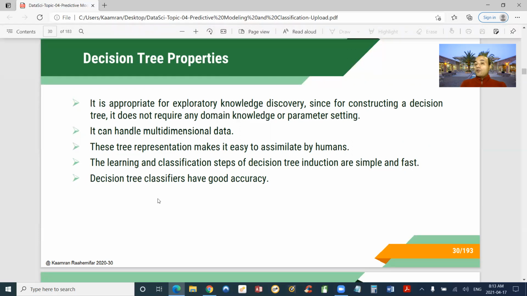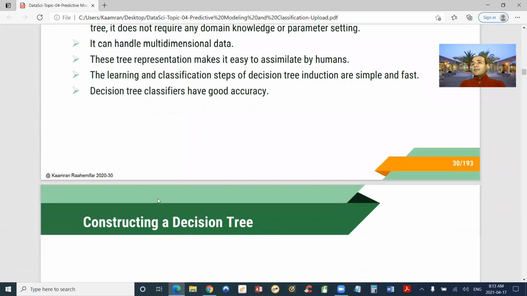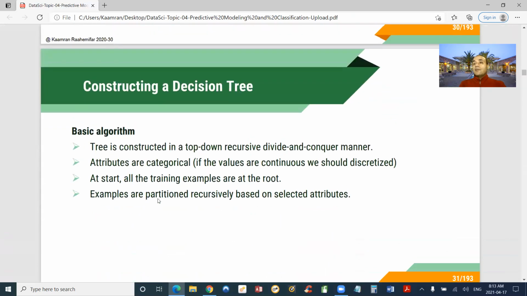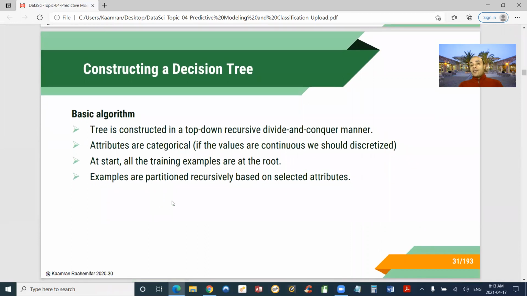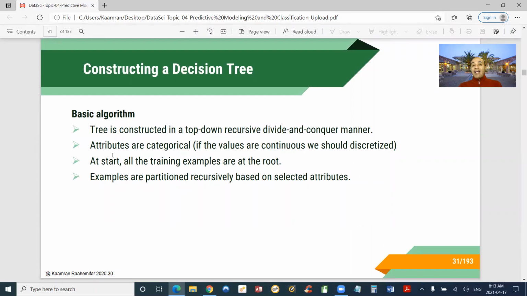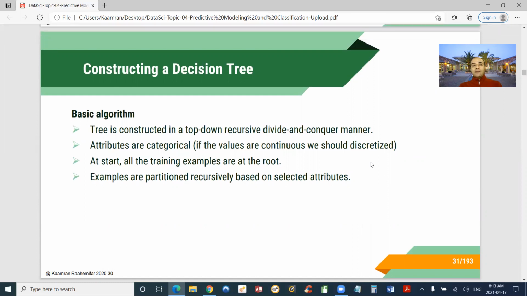Decision trees have good accuracy. Indeed, it is a good picture of the distributions of the outcome, the yeses and the noes and everything else. It is constructed in a top-down recursive divide and conquer manner, with attributes being categorical, for example, yes, no, red, green. All the training examples are going to be at the root, so that when you start at the very root, everything is going to be related to the root node.